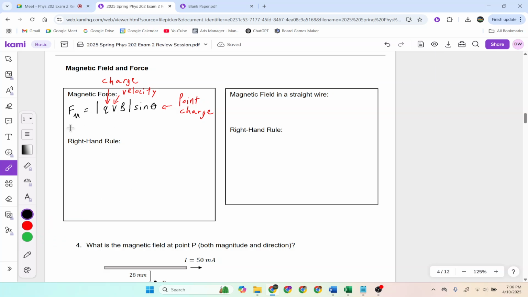And then the second equation is Fm equals the absolute value of ILB sine theta. And as I stated earlier, this is if I have a wire. I is obviously current. B, again, is the magnetic field. The only one that you might not know is L. That is length. But if you want to write all 3, go ahead.